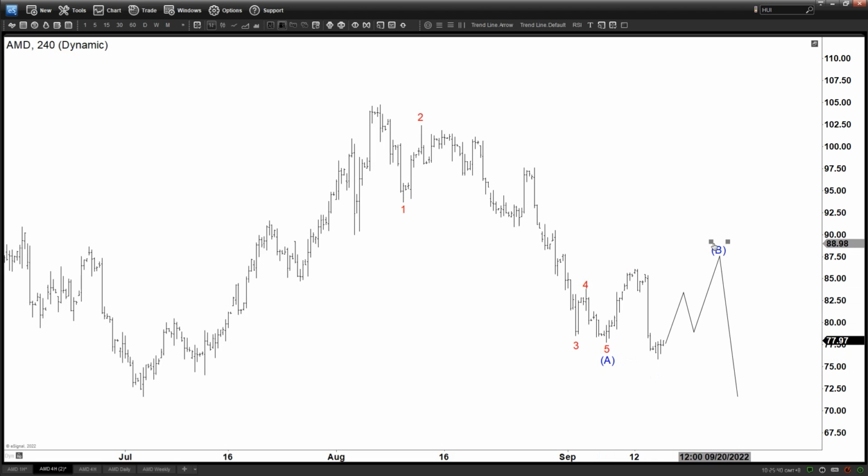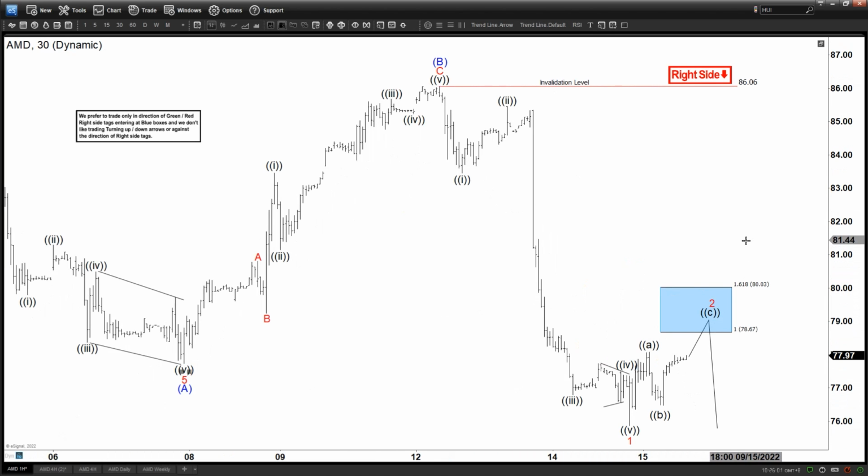But for now the primary view is like this, right? This is the primary view. So don't get confused by the many various possibilities, right? The primary view remains to be A, B, 1, and now looking for a 3 rally to finish 2, and then continue to go down. All right, so that is the idea for AMD.